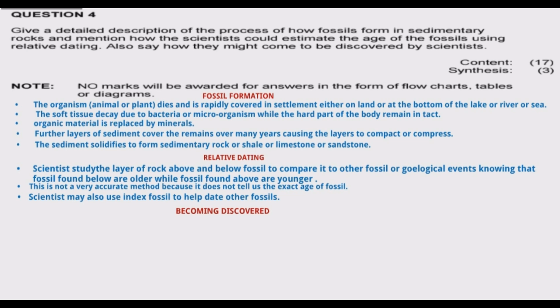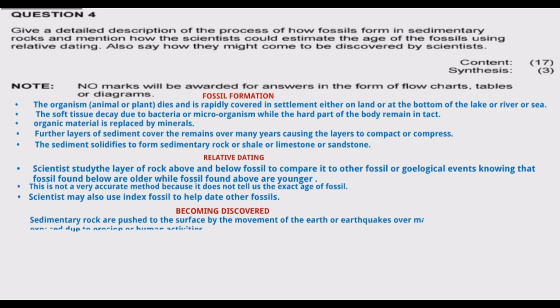So what points are we going to raise here? The point we are going to raise is that sedimentary rocks are pushed to the surface by the movement of the earth or earthquakes over many centuries. Fossils become exposed due to erosion or human activities. So this is how they come to identify or discover the fossil.